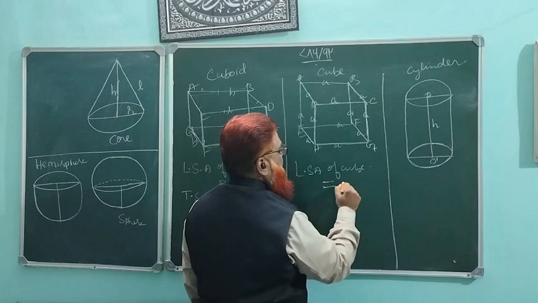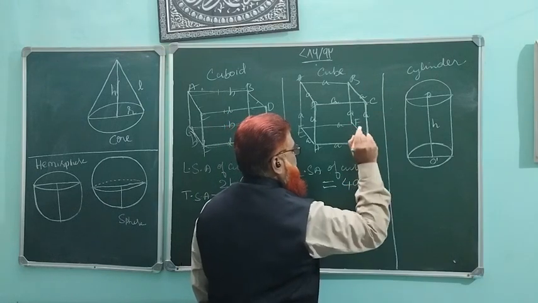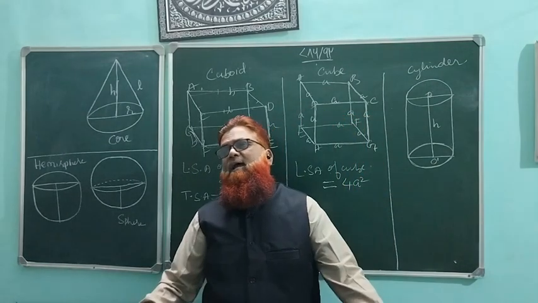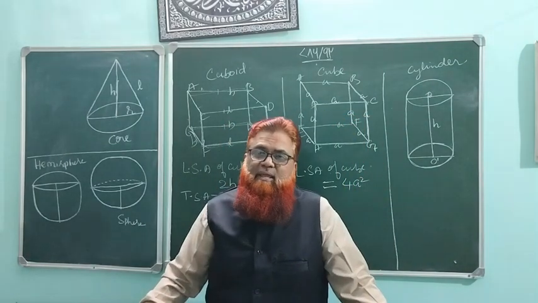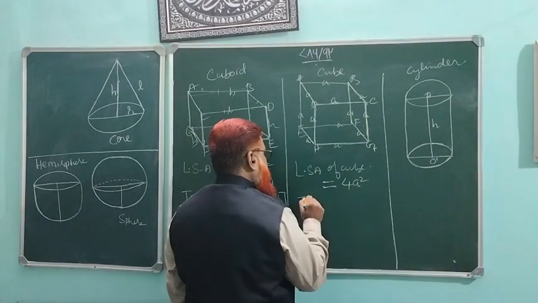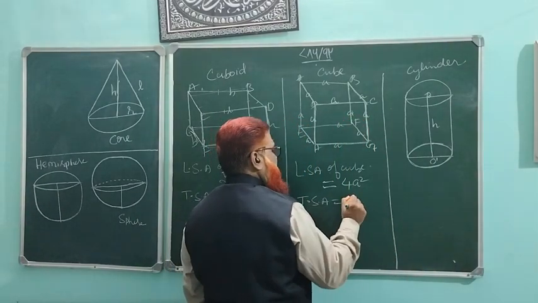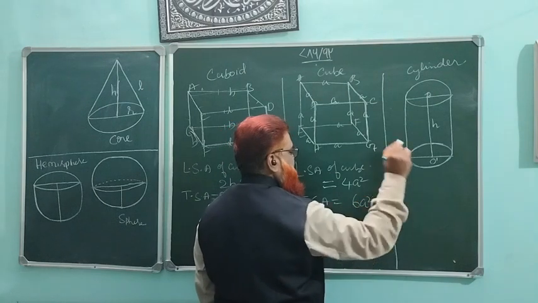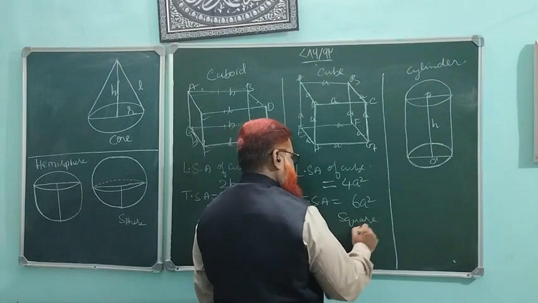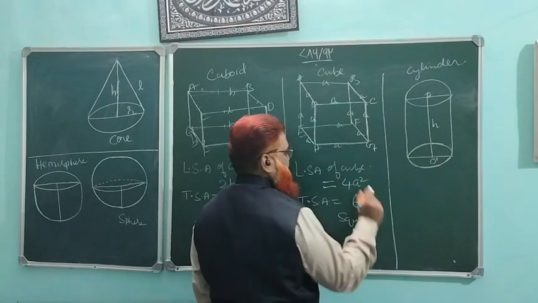LSA of a cube: 4 sides, each with area A square, so 4A square unit. The lateral surface area of a cube is 4A square. Similarly, the total surface area is, how many sides does it have? 6 sides, 6A square unit. You can say that it is a square unit.